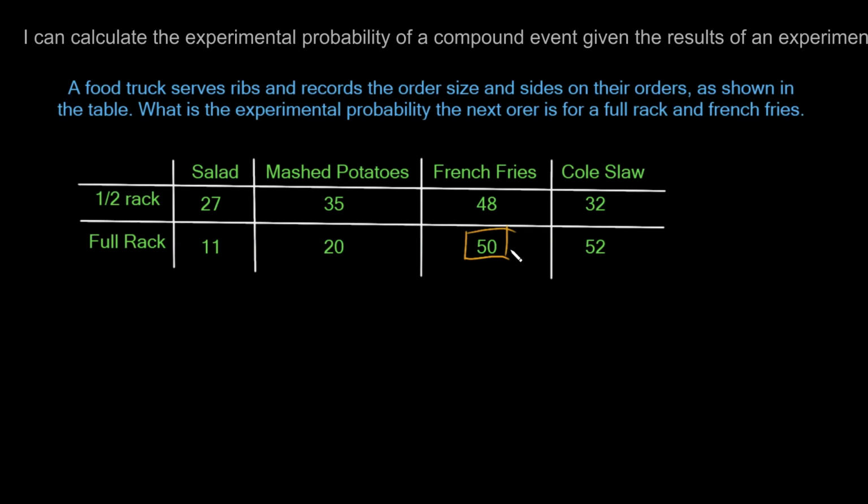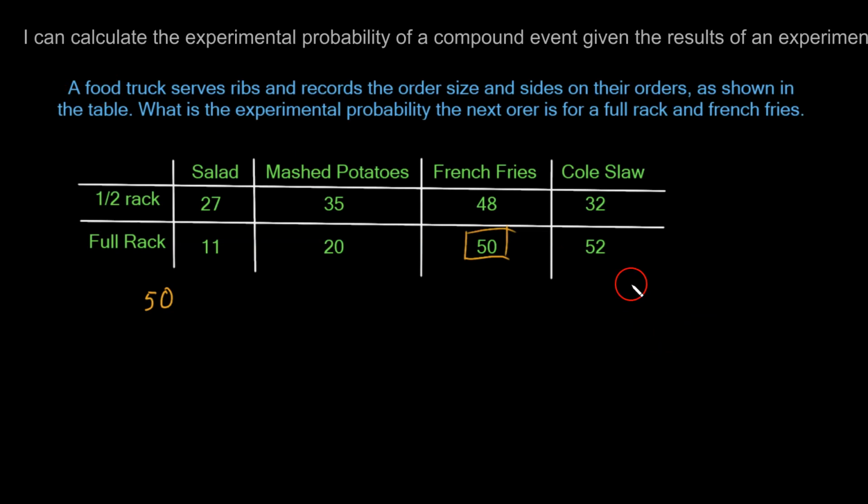So remember, our probability is equal to the favorable outcomes over the total outcomes. So there were 50 favorable outcomes. So our probability would be 50 over the total amount of outcomes. So we would add up all of these numbers right here, and that would be our total amount of outcomes. So let's just do that right over here off to the side.